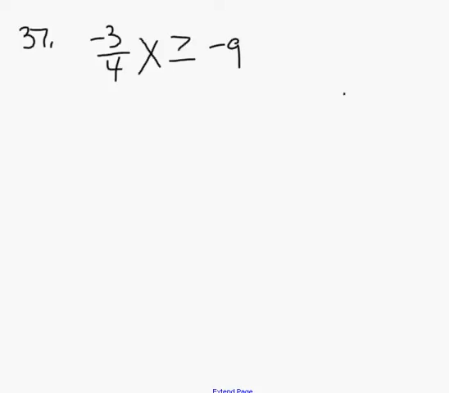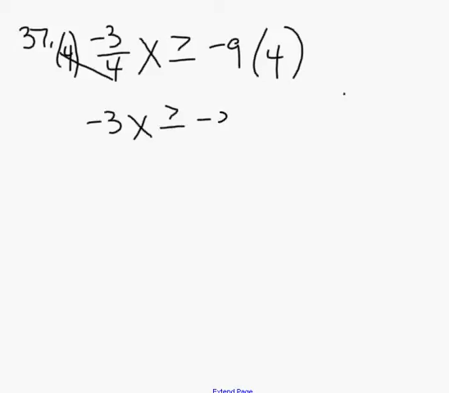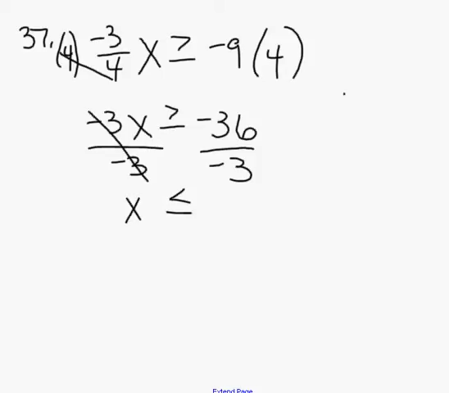First thing I'm going to do is get rid of that denominator, so I'm going to multiply both sides by 4. I could multiply by negative 4 over 3 all in one step. Now I have negative 3x is greater than or equal to negative 36. And now I'm going to divide both sides by negative 3. Remember, the rule is when you divide across the inequality by a negative, you change the direction of the inequality sign. So I have x is less than or equal to positive 12.